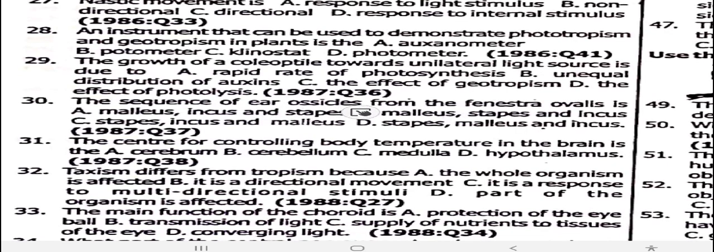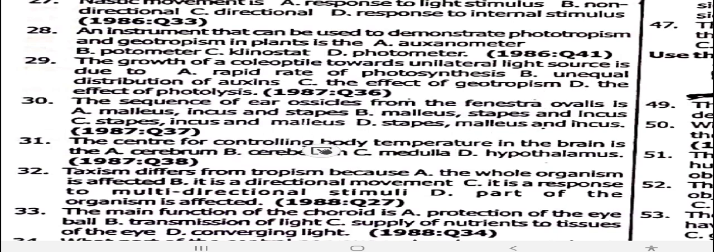30. The sequence of the ear ossicles from the fenestra ovalis is supposed to be the malleus, incus, and stapes, but rather you get the stapes, incus, and malleus. 30 is option C. From outside of the ear to the inside is malleus, incus, and stapes. From inside to the outside is stapes, incus, and malleus. So this question, they're asking the opposite. Most people will pick option A. The correct answer is option C. Pay attention. They said from the fenestra ovalis, from inside the ear outside, not outside the ear inside.